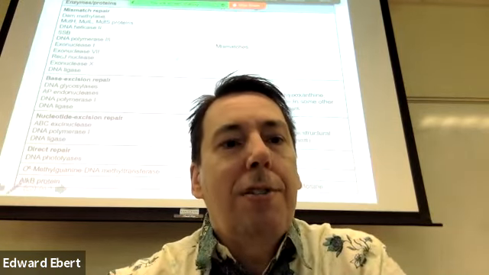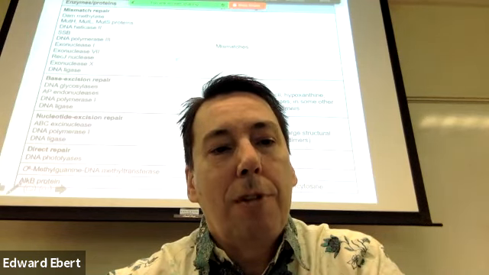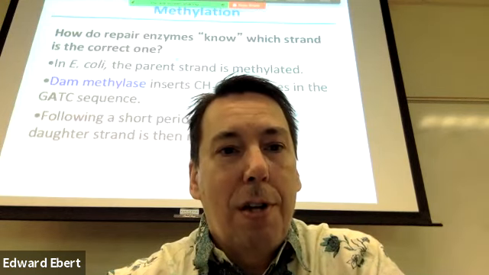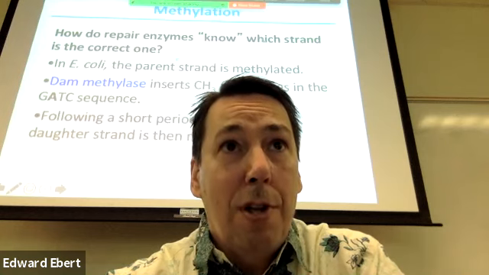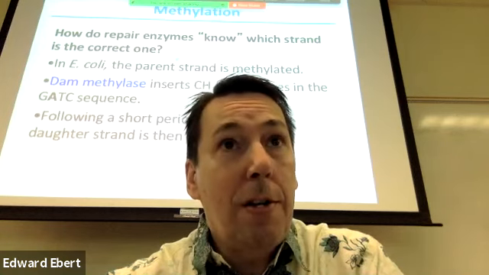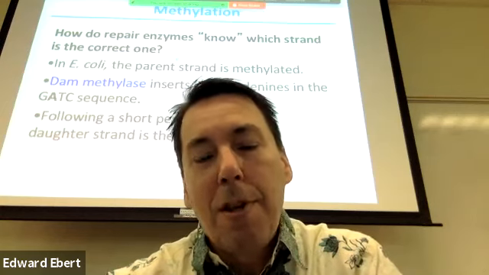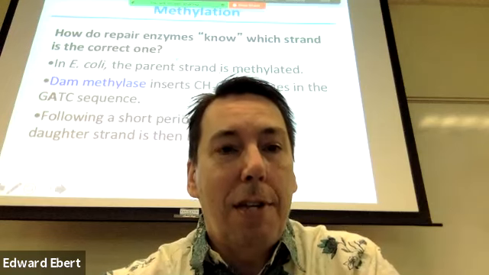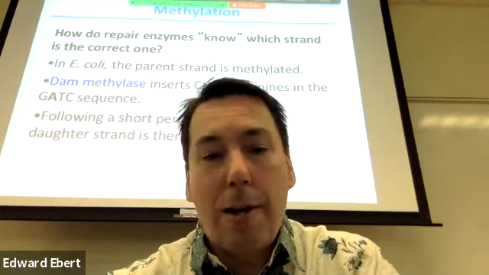Here are various enzymes and proteins that are involved in different types of repair mechanisms. Just know that there are lots of different ways to do that. And again, our mismatch repair relies on methylation. The parent strand will be methylated. The daughter strand has not encountered the Dam methylase yet. So it will be unmethylated, and the repair mechanism will trust that the methylated parent strand is the correct version.